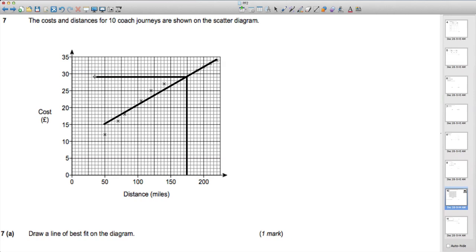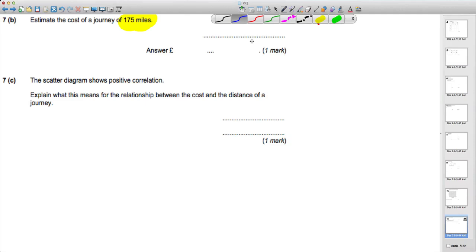You read across, and I'm getting 26, 27, 28, 29. I'm getting about £29 there. Let's just double check that. About 29 or 30, something like that. 29 or 30 pounds. So let's put 29 pounds there.